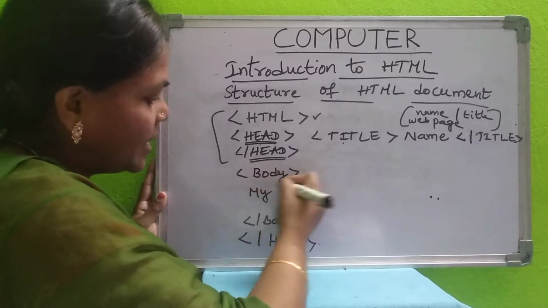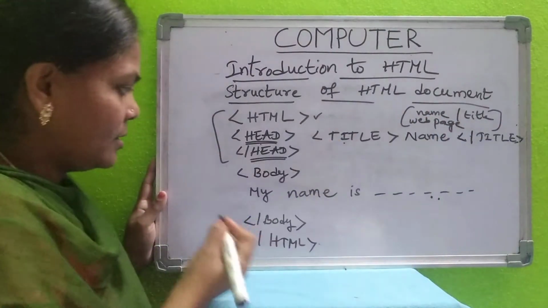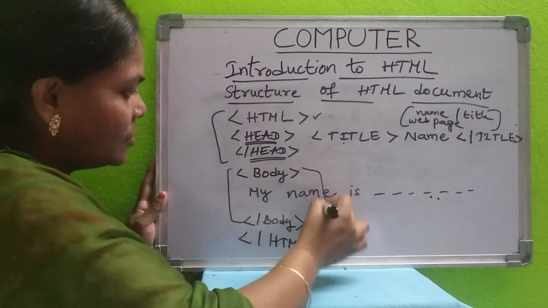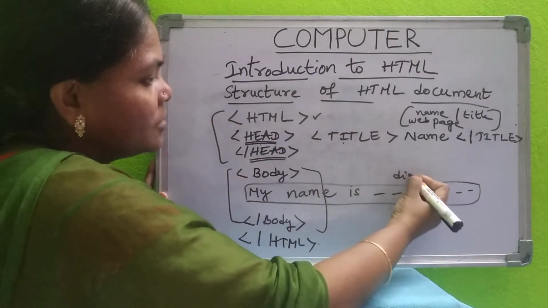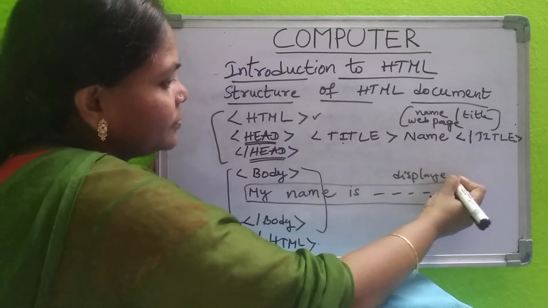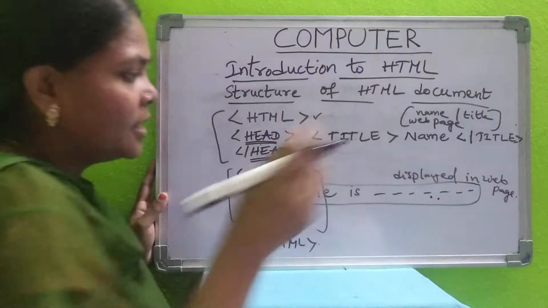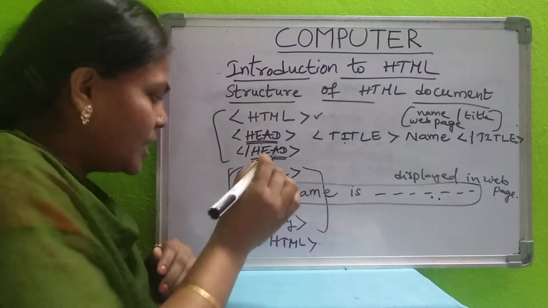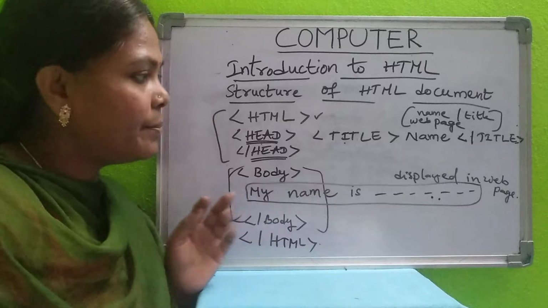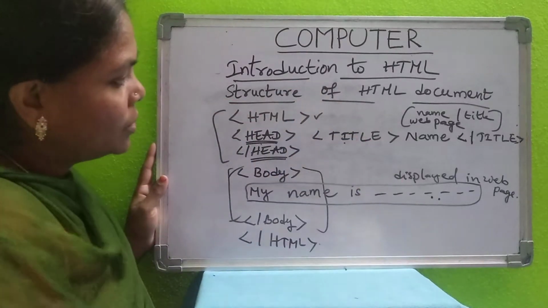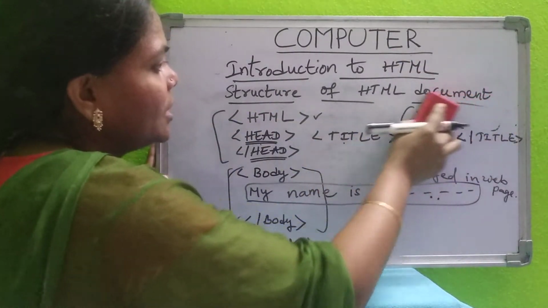Now I gave the title as name. So here I will write, my name is, and some name you can write. Whatever you write in the middle of the body tag will be displayed in your web page. Suppose you are searching for any information. All that information is written in this body tag. In the middle of that body tag they write it, and then only it will be displayed on the web page. Now, how to write this, and how to display this? How to view your HTML document?